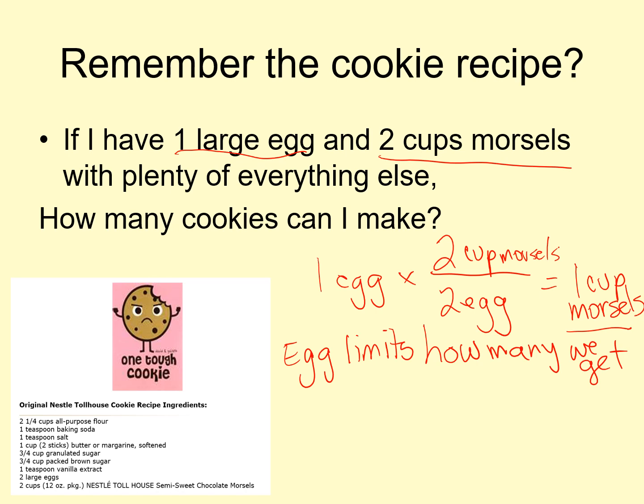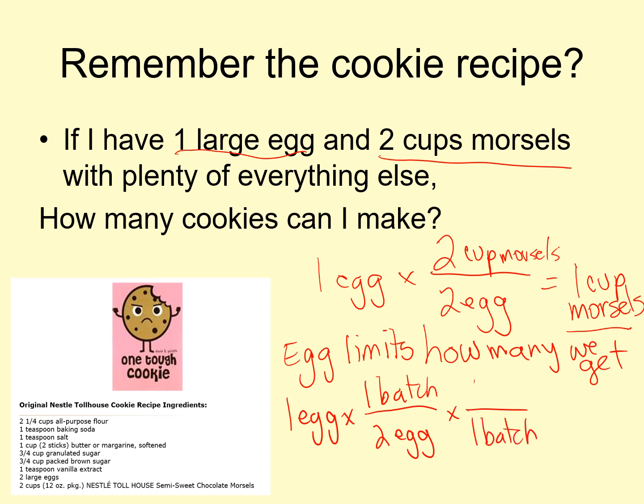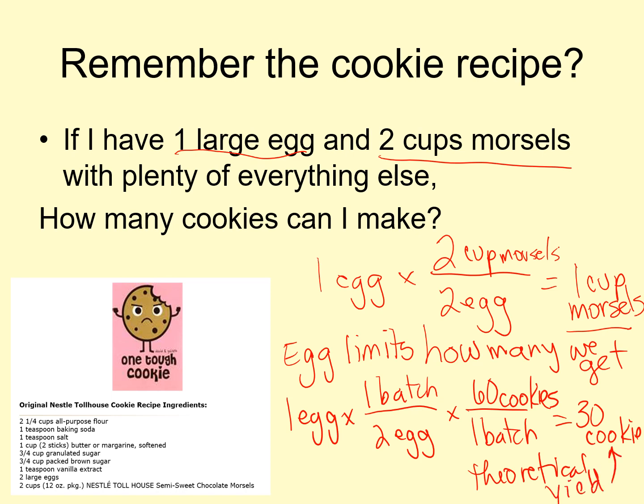Then to figure out how many cookies we're going to make, we'd use our limiting reactant, the 1 egg, times we need 2 eggs for every 1 batch of cookies. And for every 1 batch of cookies we make, we get 60 cookies. So if we only have 1 egg, that's times 1 divided by 2 times 60, which is going to be 30 cookies. That's how many cookies we're going to get theoretically. So that's our theoretical yield. Our theoretical yield is the amount of product we get from our limiting reactant.